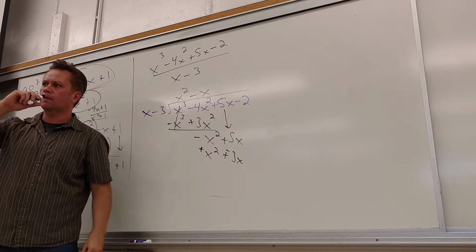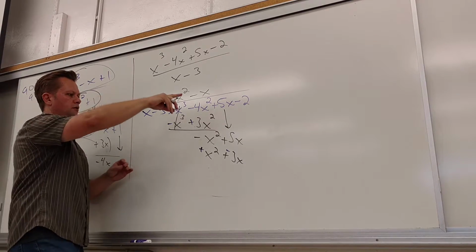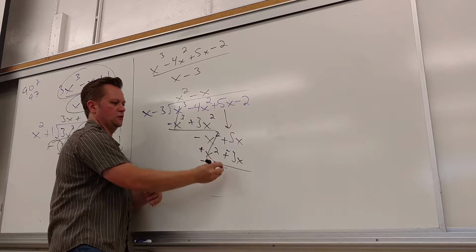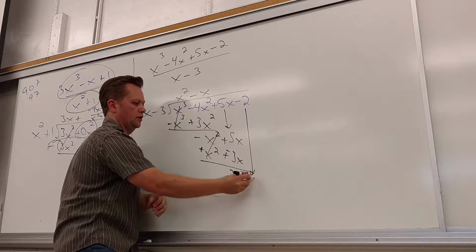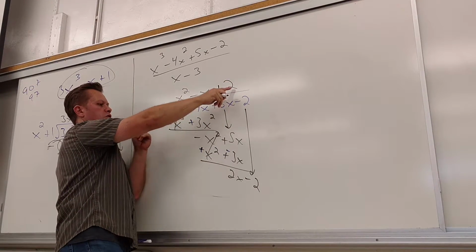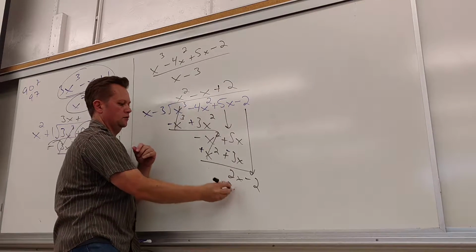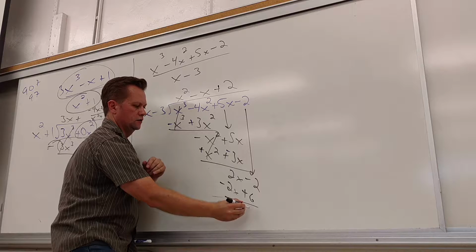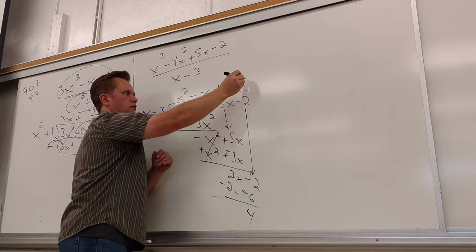Yes? Can you finish this one? Totally. So then those go away, you get 2x minus 2, minus 2. So plus 2, right? So then 2x minus 6. Change the signs. 4.